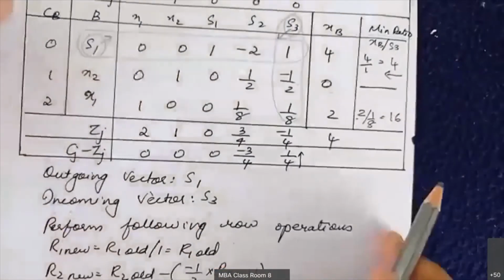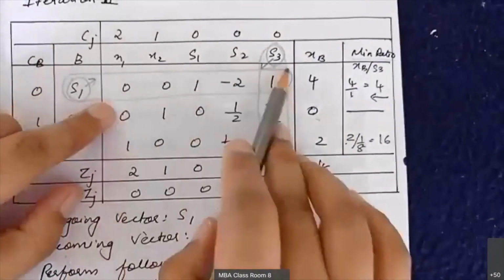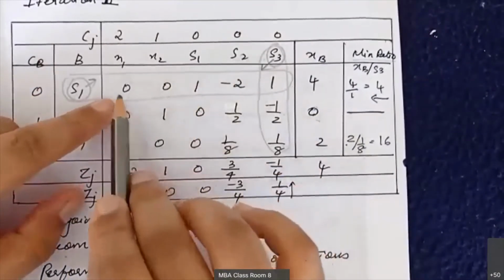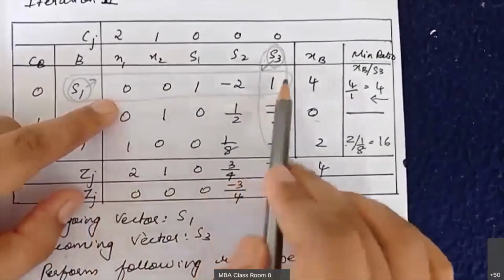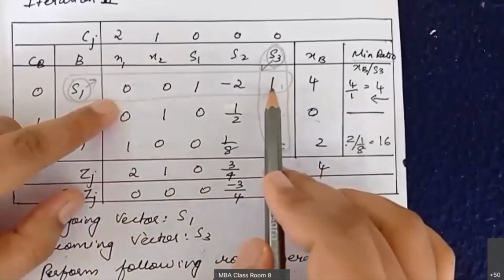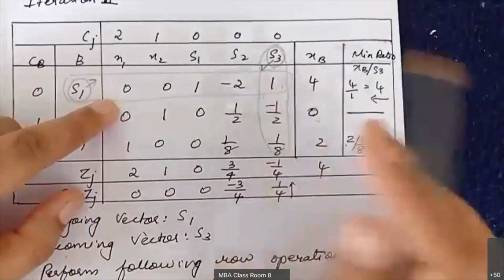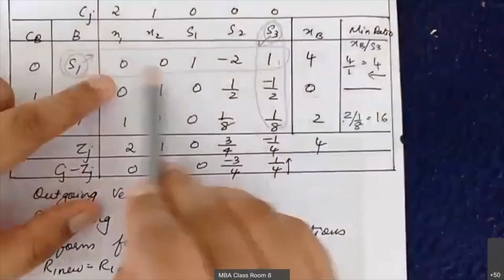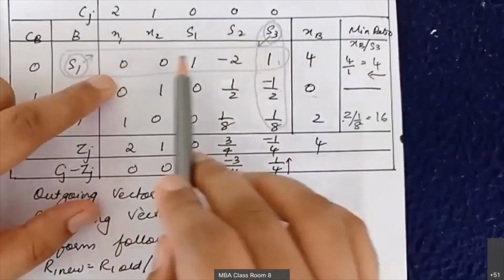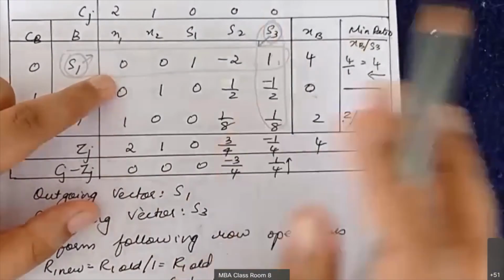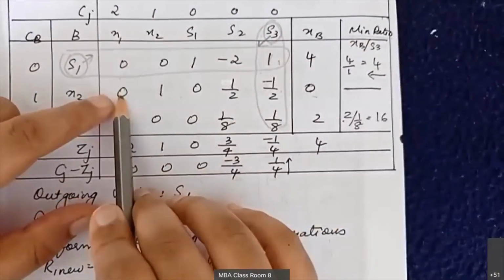Perform the row operations. Just tell me the operations. First, we'll start with the first row because that is the key row. The key row has to be divided by 1, because 1 is the key element. So you don't have to do anything. The key row will remain the same because all the values are getting divided by 1 itself. So don't do anything. Next, we have to go for R2.